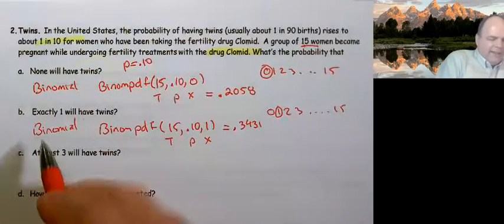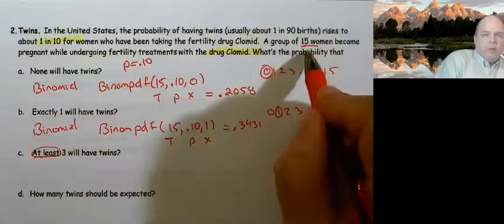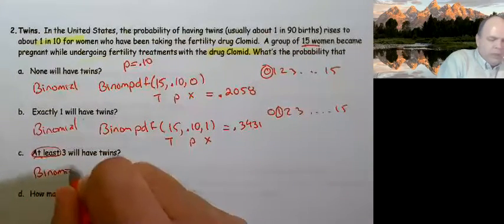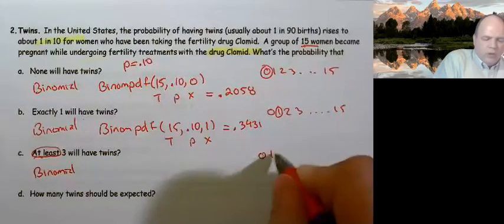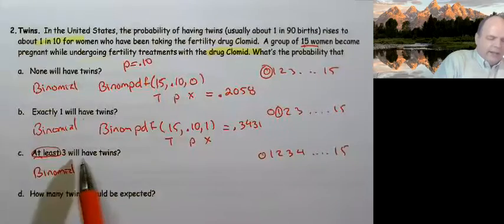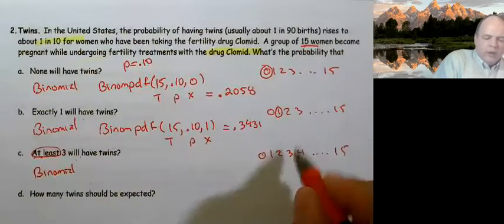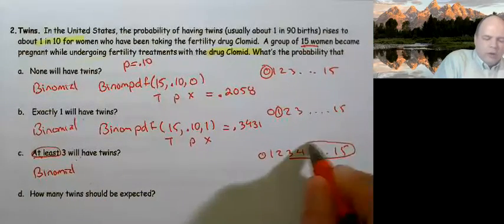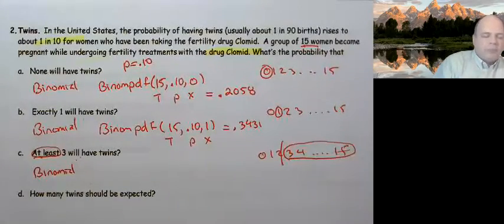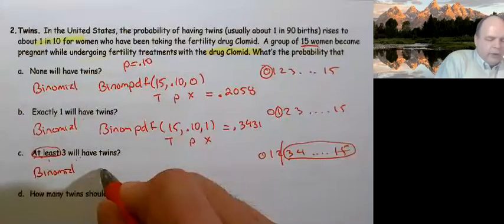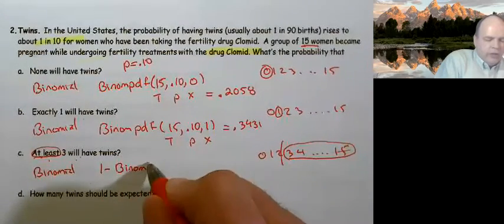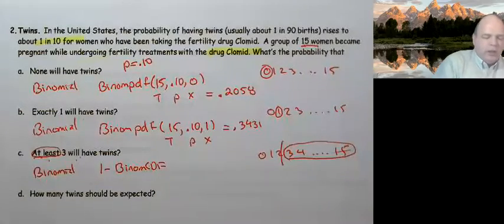All right, at least 3. Well, we know we have a specific number of trials, so this makes it still a binomial. And we have 0, 1, 2, 3, 4, all the way to 15. And it says at least 3 will have twins. That means I'm looking for these values, 3, 4, 5, all the way up to 15. I have the phrase at least, so it's going to be a 1 minus the binomial multiple values. So this makes it a CDF. And anytime it's at least, it's going to be a CDF.